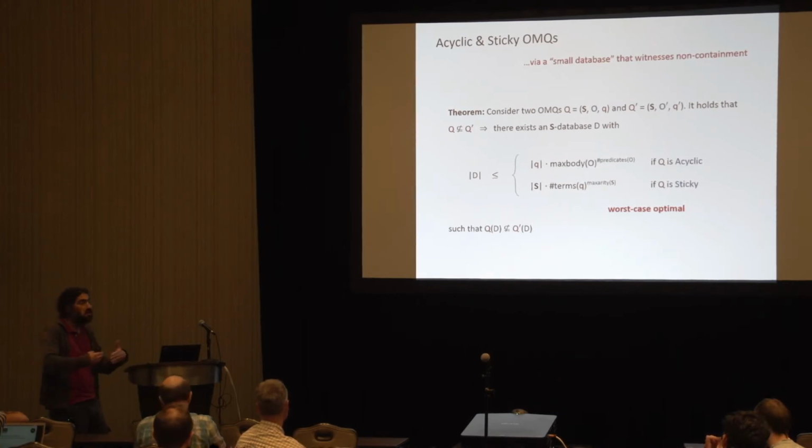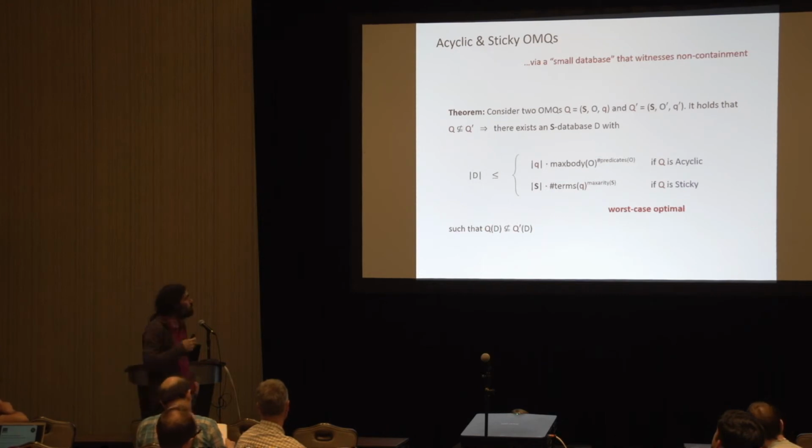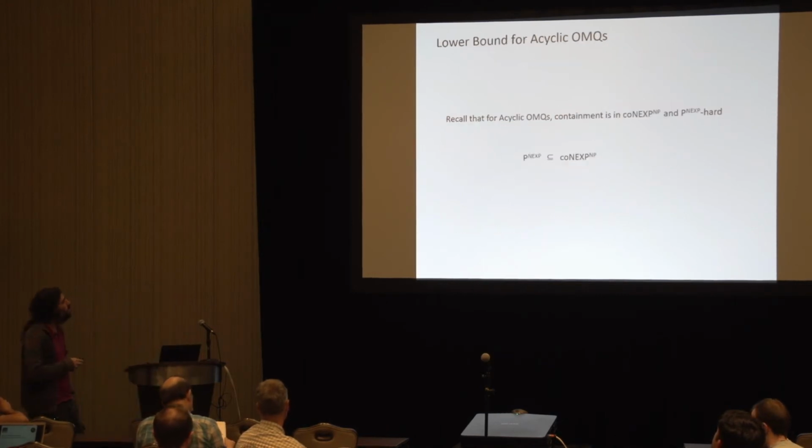It gives, in case of sticky, optimal complexity results, because we can provide lower bounds via reductions from convenient tiling problems, which I am not going into the details of. Unfortunately, here we have a gap. We haven't managed to close this. We haven't tried a lot, I have to admit. But I think this is a nearly matching lower bound, P to the NEXP.